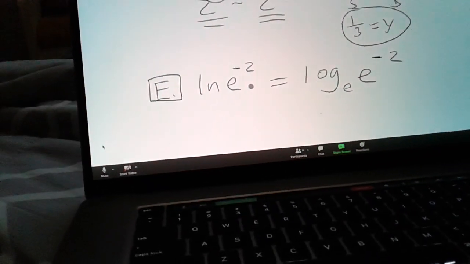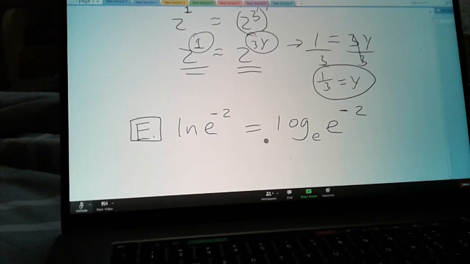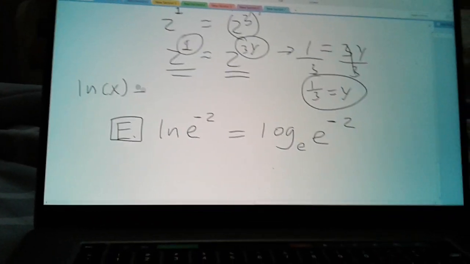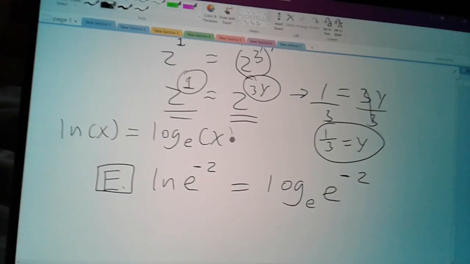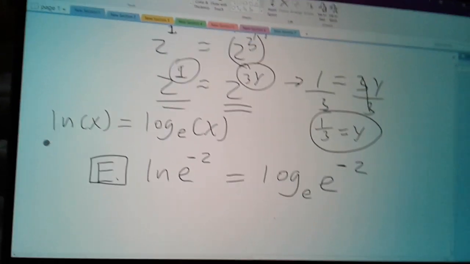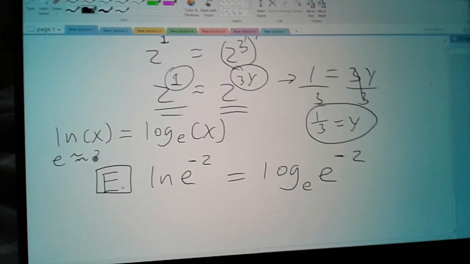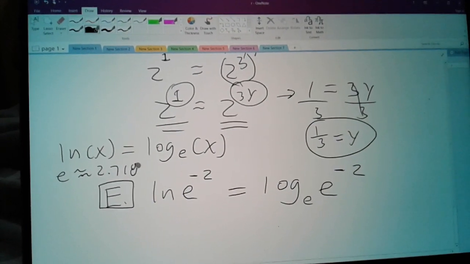Okay, so what about the natural logarithm? So what is the natural logarithm? ln of x is the natural logarithm. That's just the same thing as log base e of x, right? You know e is about 2.71828. We talked about that.